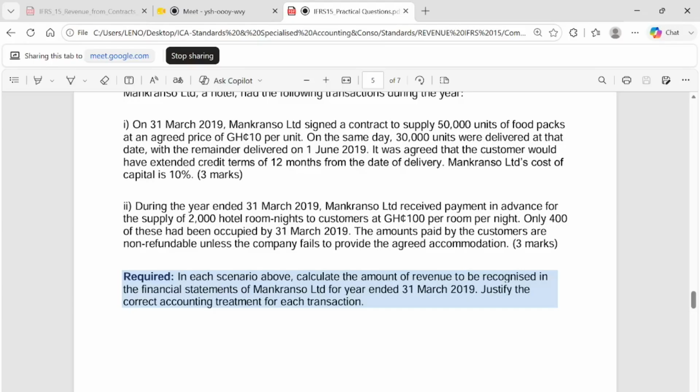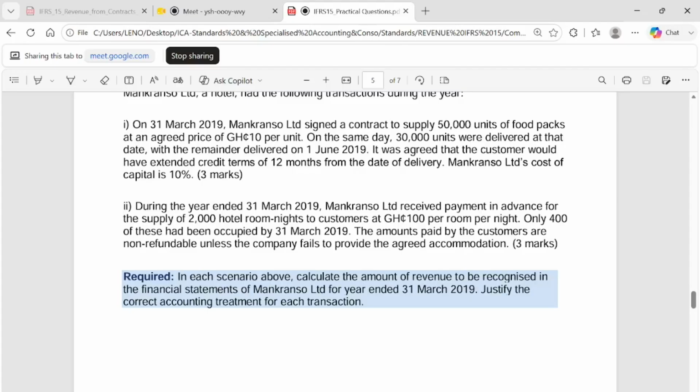So let us look at the first one. On 31st March, there was a signed contract to supply 50,000 units of goods at the price of 10 per unit. On the same day, 30,000 units were delivered, with the remainder delivered on 1st June 2019. When is the accounting year? The accounting year ends 31st March 2019. You can see that, 31st March 2019.